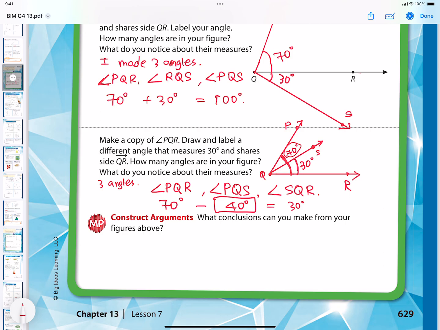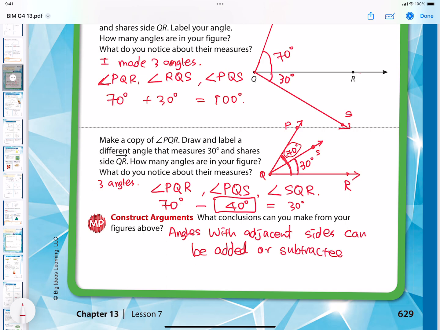Now, what conclusions can you make from your figures above? We just learned about angles with adjacent sides. Okay, so let me write it down. Angles with adjacent sides can be added or subtracted. So you can add or subtract to find out the unknown angle.